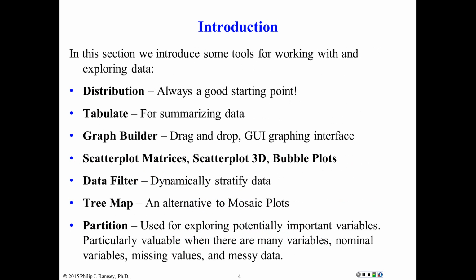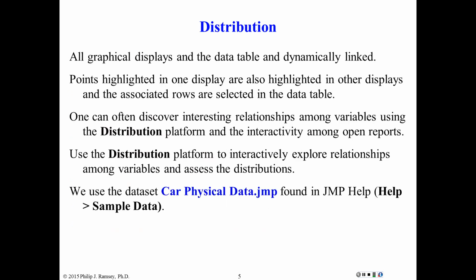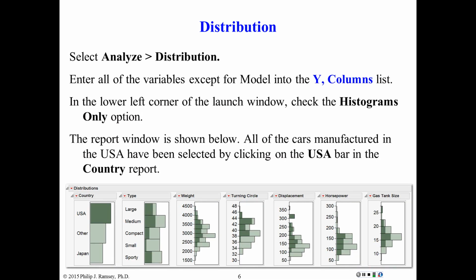So we're going to look at a number of different platforms. I won't necessarily cover every one of these, but I just wanted to familiarize you with some of the main platforms that are used in JMP for exploration. Okay, so we're going to start with a JMP sample data set called Car Physical Data. This is just some physical data on various types of cars.